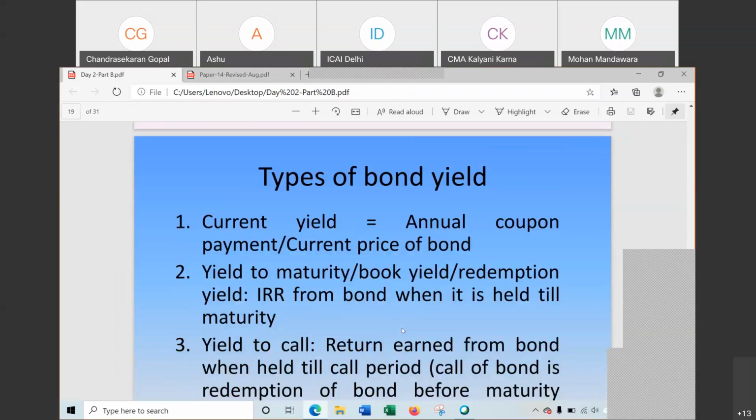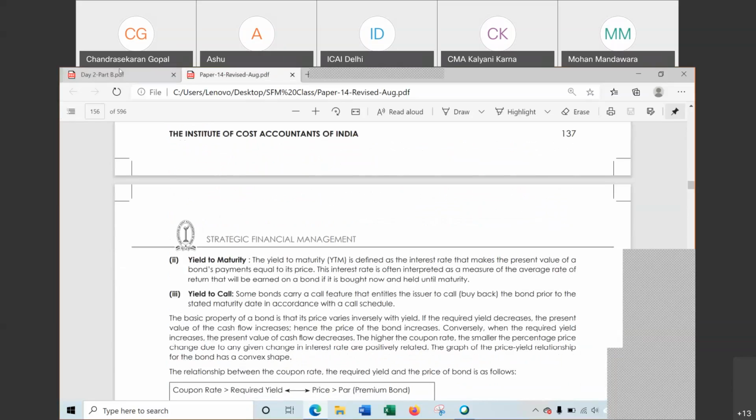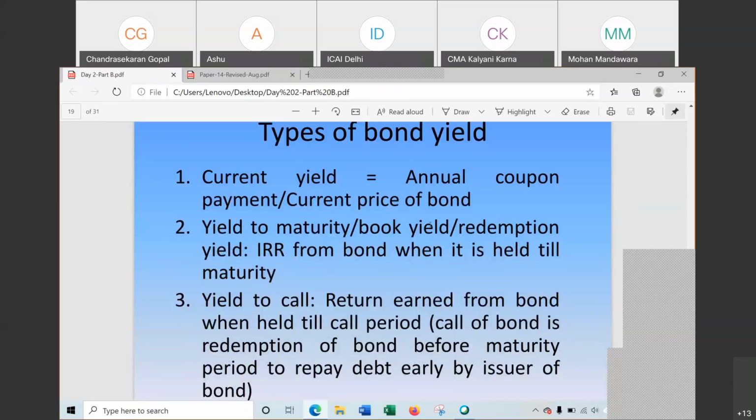Now again theory: what are the types of bond yield? After this, bond yield is given, types of bond yield. What are the types of bond yield? 3 types. First is current yield. What is current yield? Ratio of annual coupon payment divided by current price of the bond, that is current value of the bond. Next is yield to maturity, YTM, also known as book yield or redemption yield.